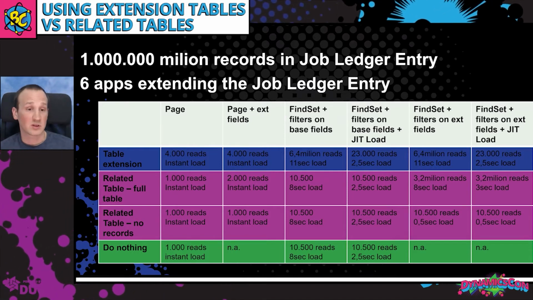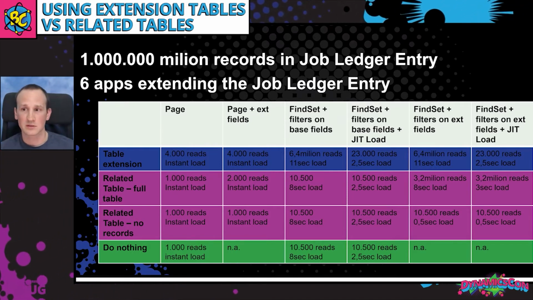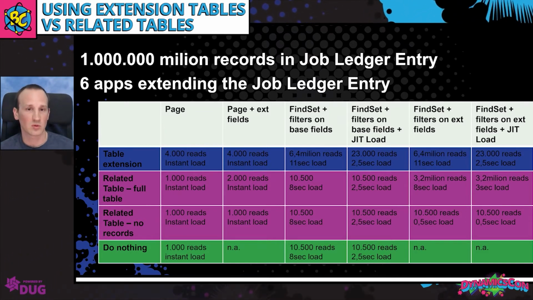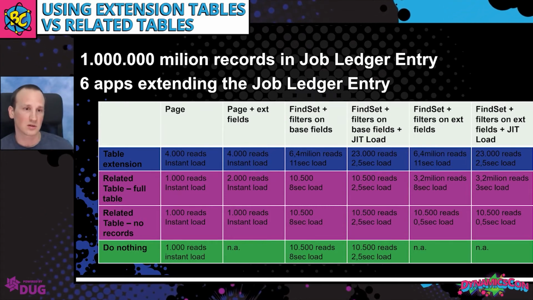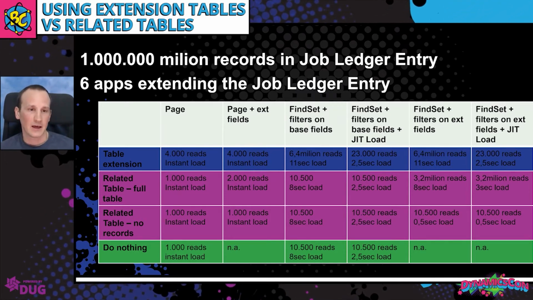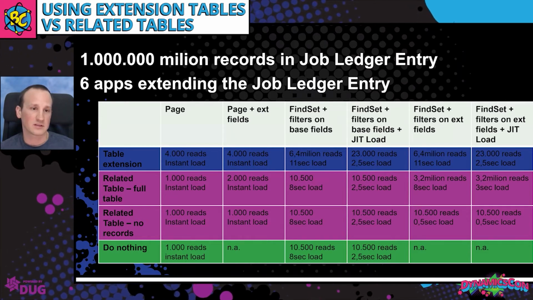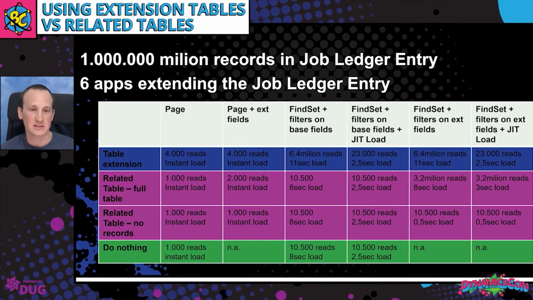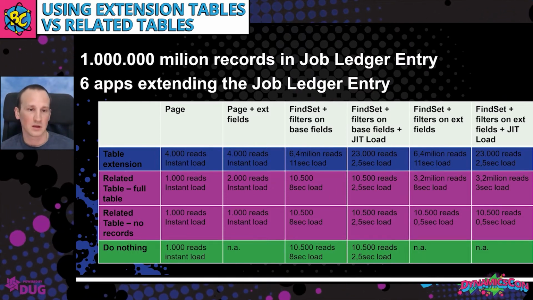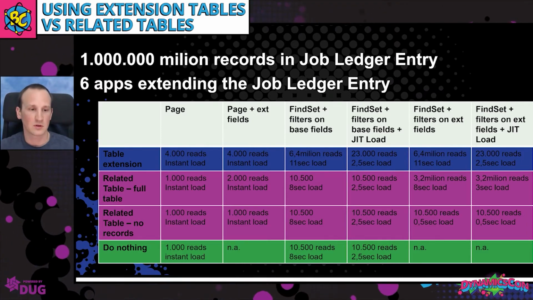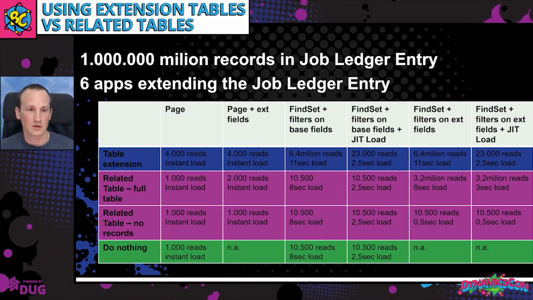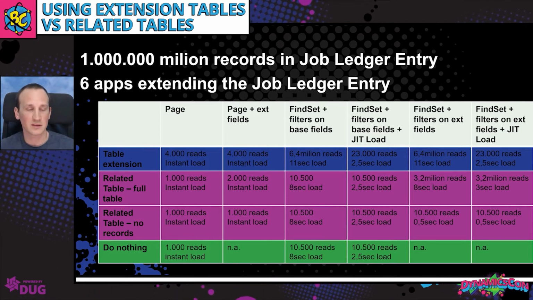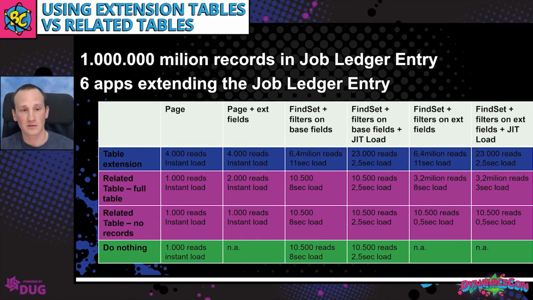And let's start with the columns. What does the page mean? Page is one normal list page, which shows all of the job entries, meaning all of the million job ledger entries. If we have created 6 apps extending the job ledger entry, we can look at the first column and see that the number of reads is highest for the table extension. It's around 4,000 reads compared to 1,000 reads for a related table and doing nothing.